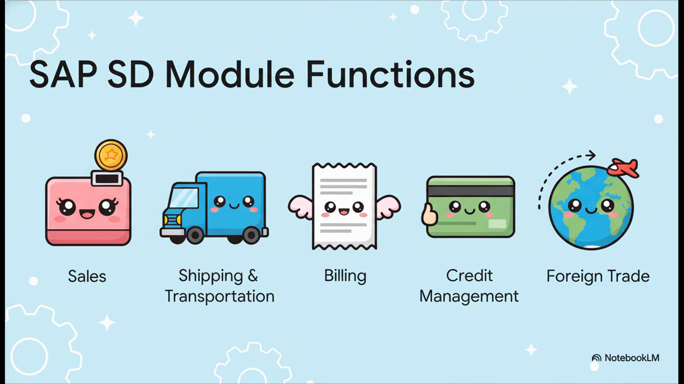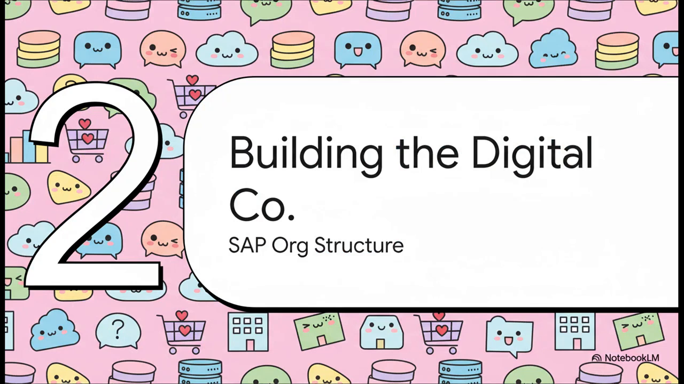Okay, so trying to manage a journey this complex, well, you need a seriously powerful tool. And in the world of big business software, the gold standard is a system like SAP. We're going to be looking specifically at its sales and distribution module, or what people just call SD. As you can see, it's built to handle the whole shebang in one place: sales, shipping, billing, credit management, even all the messy details of foreign trade. It's all connected.